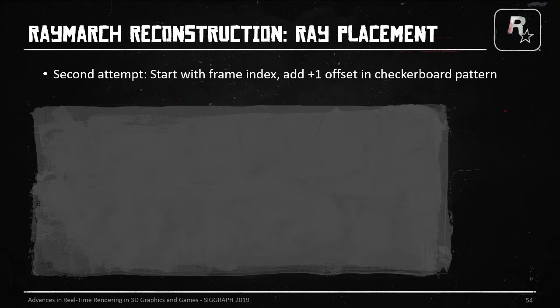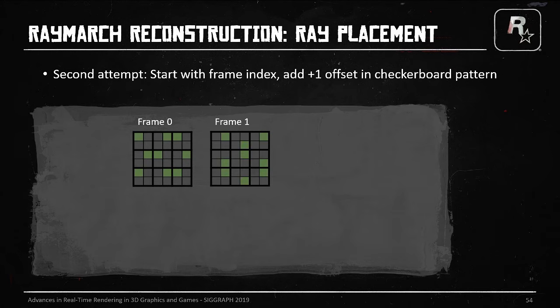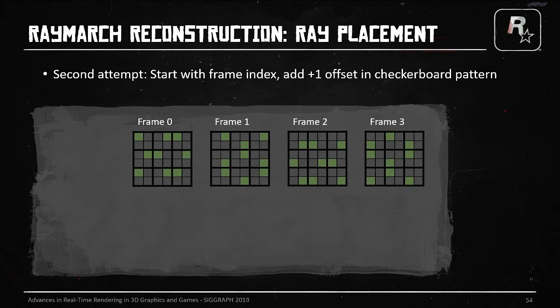So the second attempt then is to start with the frame index once again, but now add a +1 offset in a checkerboarded fashion. So this is how the first frame looks then. So every other 2x2 tile is now offset by 1. Then frame 2, 3, and the final one.